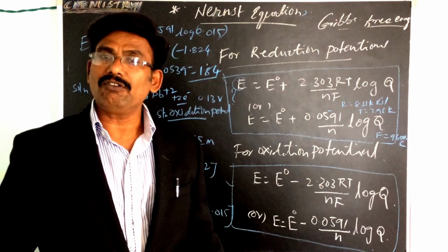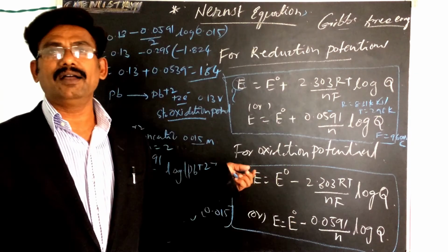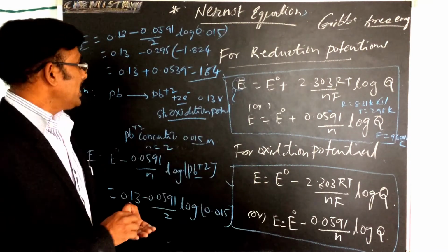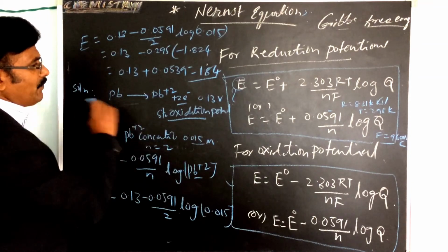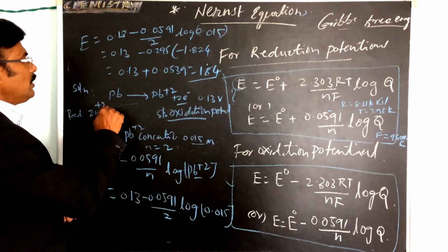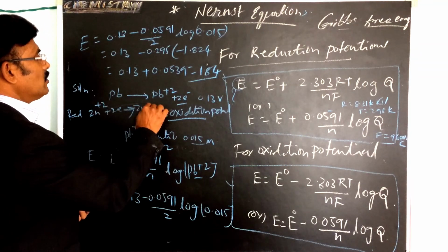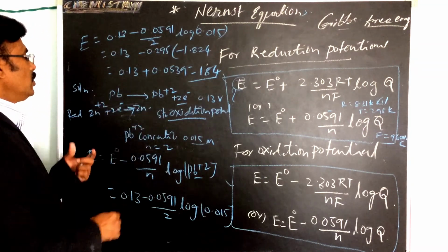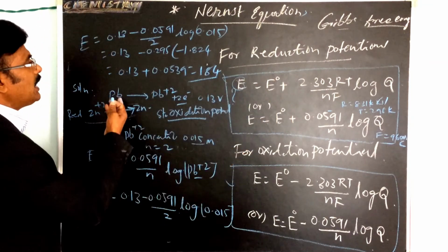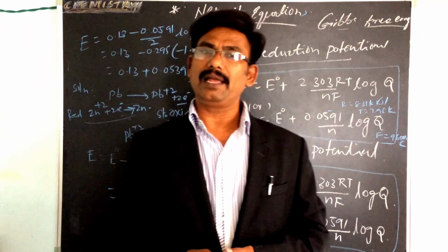Whatever problems are given, whether oxidation or reduction, first you have to write the equations. In the case of reduction, zinc plus 2 electrons gives zinc. So this is the reduction equation; you take the reduction equation. If oxidation, like lead going to lead plus 2, you take that reaction. You have to do all the problems like that.